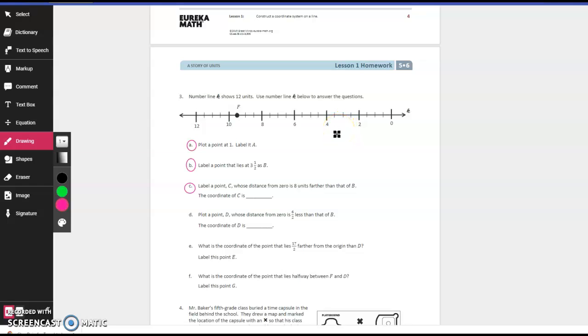And letter C. It says label a point C whose distance from 0 is 8 units farther than that of B. Somewhere in here was B. Farther from the midpoint. If this is the midpoint, we're going this way. So somewhere in here was B. What did it say? 8 units farther from B. 8 units farther, okay? So take a look at that, take your time.